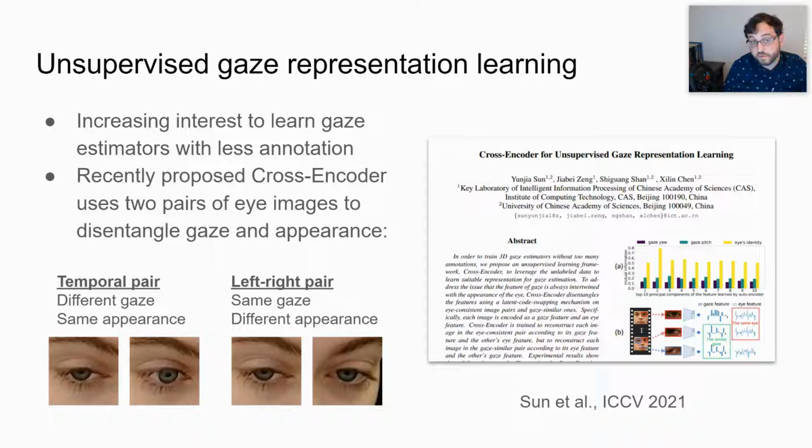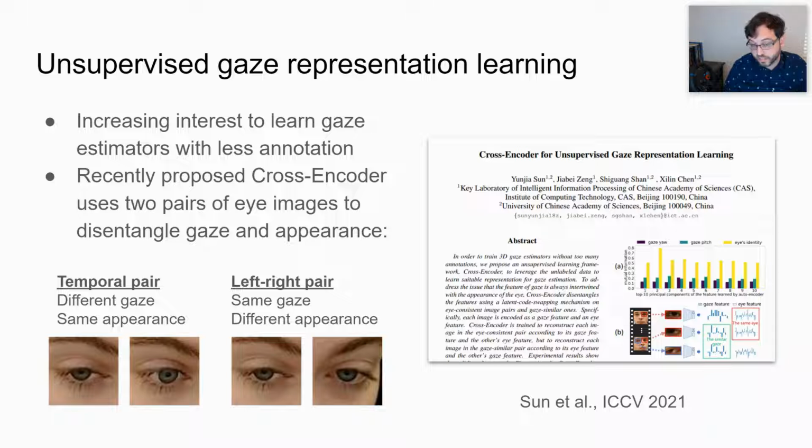While the application of large labeled datasets has greatly improved gaze modeling, the creation of such datasets can be quite time-consuming and expensive. Because of this, there is an increasing interest in learning gaze estimators in a semi- and unsupervised fashion. One recent work that has accomplished this is the gaze cross-encoder, proposed by Shan et al. during last year's ICCV.